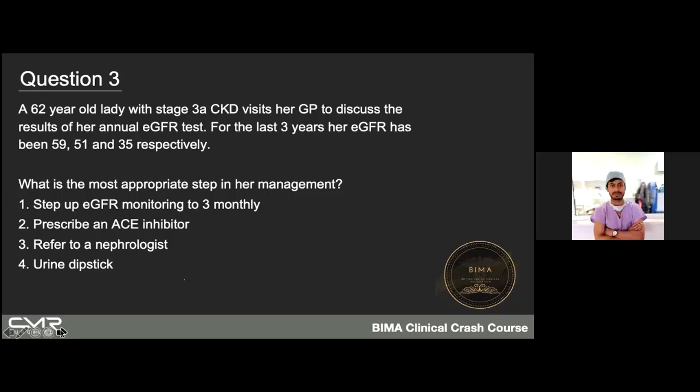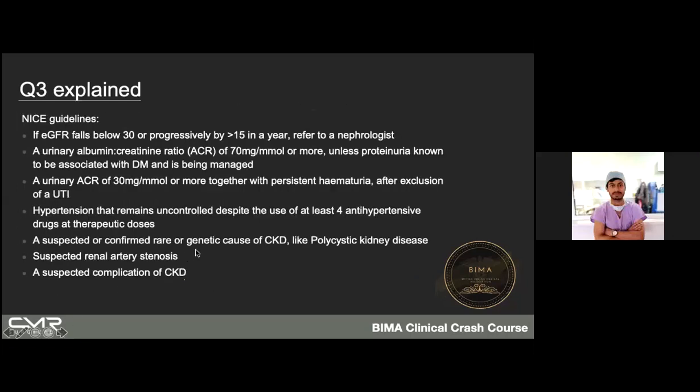You'd have to refer to a nephrologist because the NICE guidelines explicitly state that if the eGFR falls below 30 or declines progressively by more than 15 in a year, you have to refer to a nephrologist.